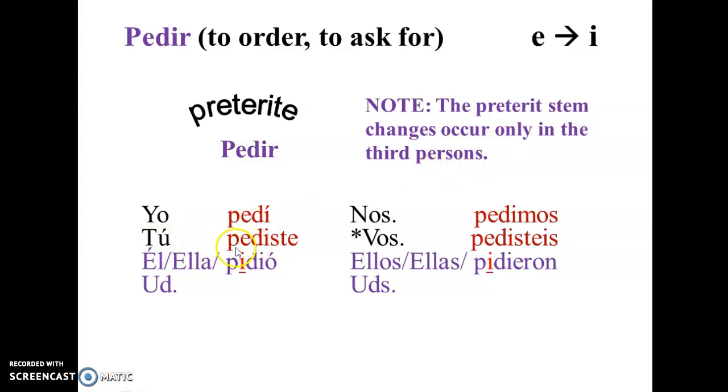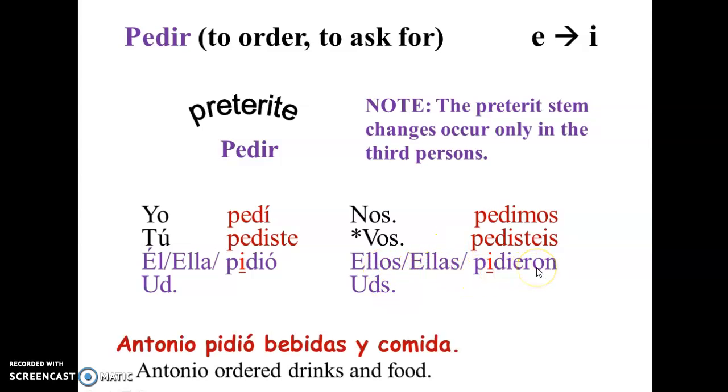Yo pedí, tú pediste, él, ella, usted pidió. Nosotros pedimos, vosotros pedisteis, ellos, ellas, ustedes pidieron. Okay? So using the third person, the change, it says Antonio pidió bebidas y comida. So Antonio ordered drinks and food.